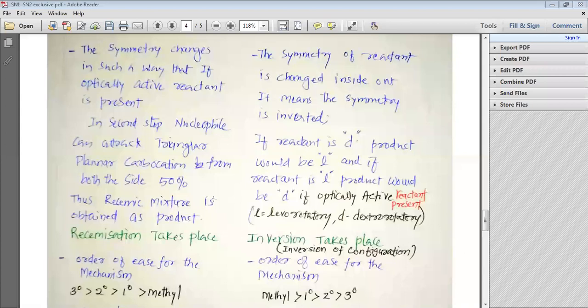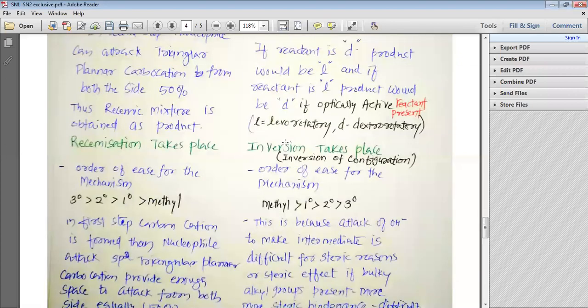So in the SN1 mechanism, my dear students, there is an inversion that takes place, and it is the inversion of configuration. At the same time, if you look at the order, here in the SN2 mechanism, inversion of configuration takes place. The order for the ease of the mechanism: for SN1, the order is tertiary is greater than secondary, is greater than primary, is greater than methyl. Now why is this order followed in the SN1 mechanism?